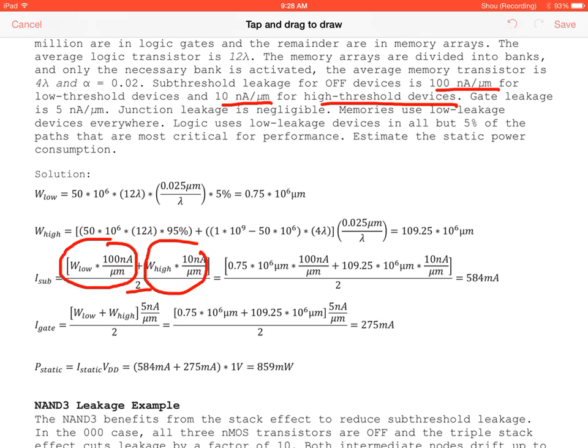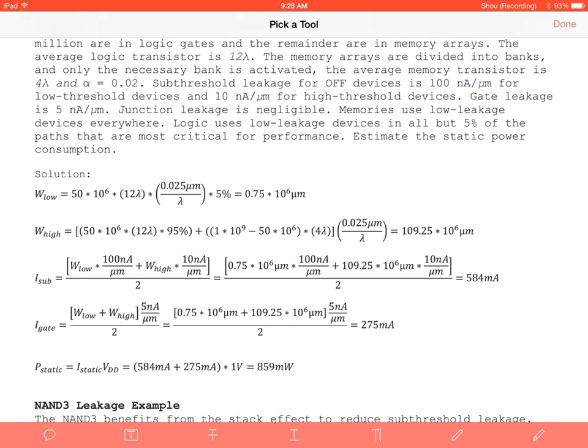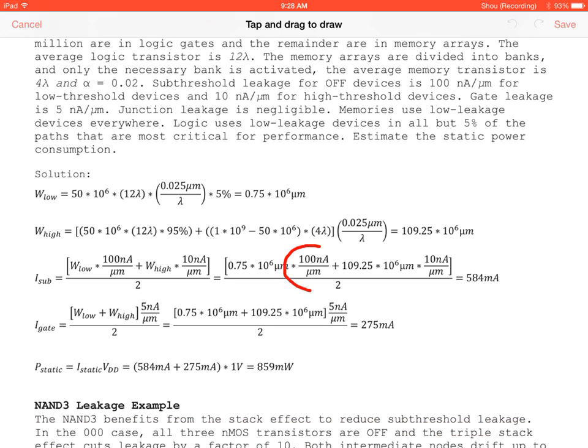From here, we then plug in the numbers that we calculated from before, right? And from here, this number, our 100 nanoamperes per micron, is the subthreshold for off devices. So we're taking our calculated low value and multiplying it by that particular current. So we have current per length, and then we're multiplying it by the length. And next, we have the length of our high threshold devices, and we're multiplying it by the current per length there. So now we actually know the unit subthreshold current for the entire area of this 1 billion transistor chip.